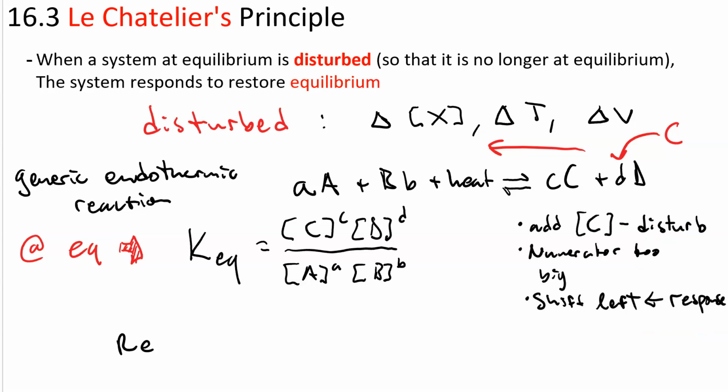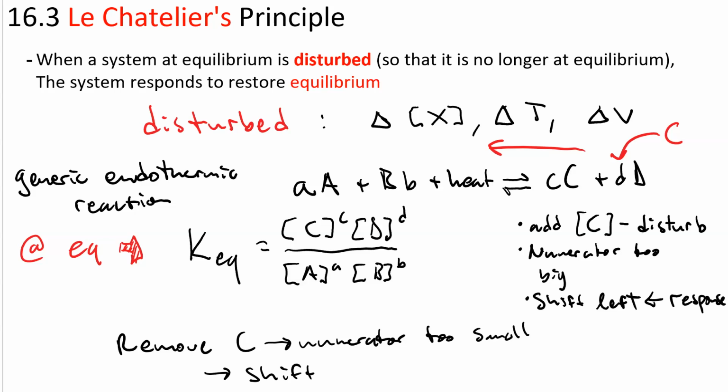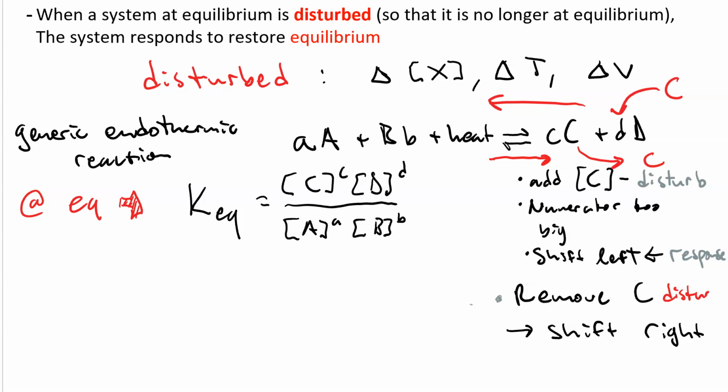On the other hand, what if we removed some of the product? That makes our numerator too small. And so the response is going to be to shift to the right. You can think of that as a pull. So I'm pulling C out, and that pulls the whole equilibrium to the right. So again, removing the product, that's disturbing the equilibrium. That's what we do. And the response is what the equilibrium does. It shifts to the right.